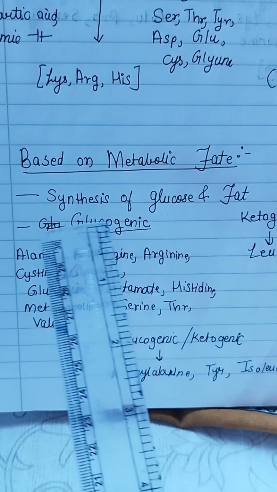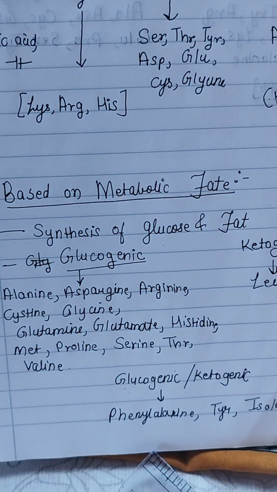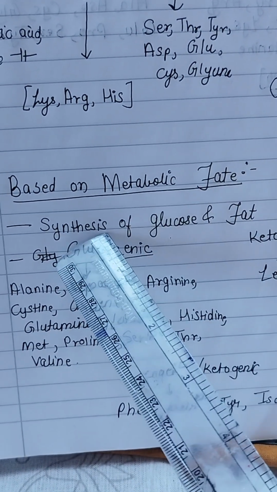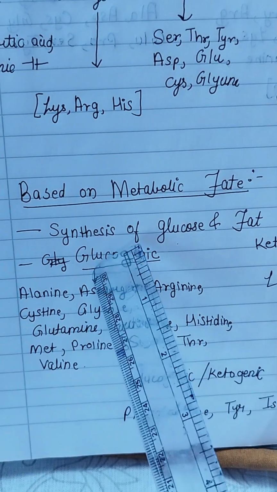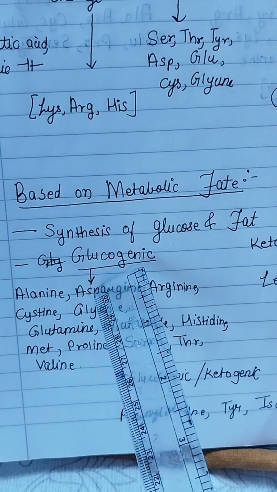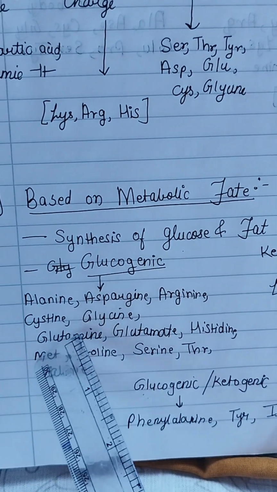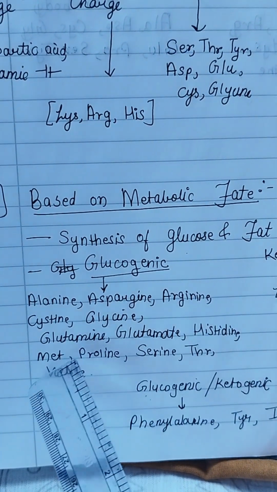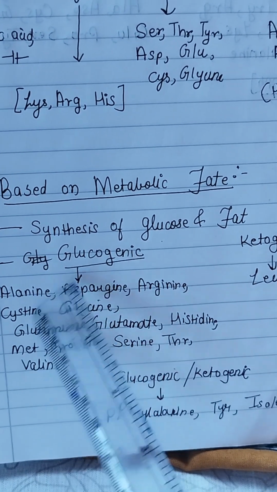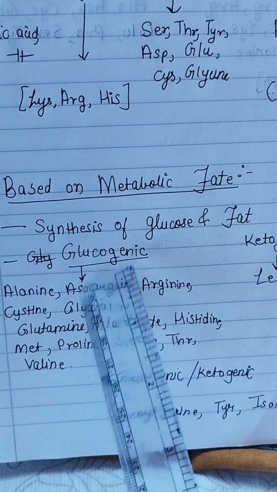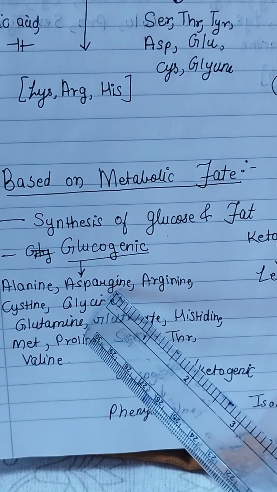Next we will see classification based on metabolic fate. This group contains amino acids which take part in synthesis of glucose and fat. Those amino acids which take part in synthesis of glucose are called glucogenic. These are alanine, asparagine, arginine, cysteine, glycine, glutamine, histidine, glutamate, methionine, proline, serine, threonine, valine. All these amino acids take part in the synthesis of glucose, so they are called glucogenic amino acids.